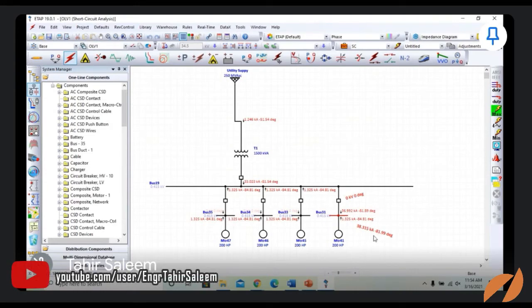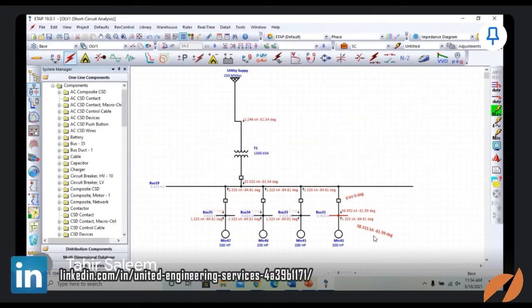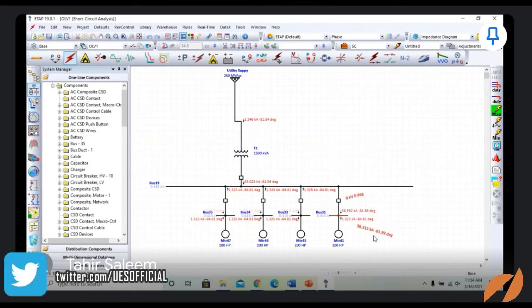Okay, so this was how you can inject a fault and see the parameters and the short circuit value for any kind of single line diagram at any industry or whatsoever.